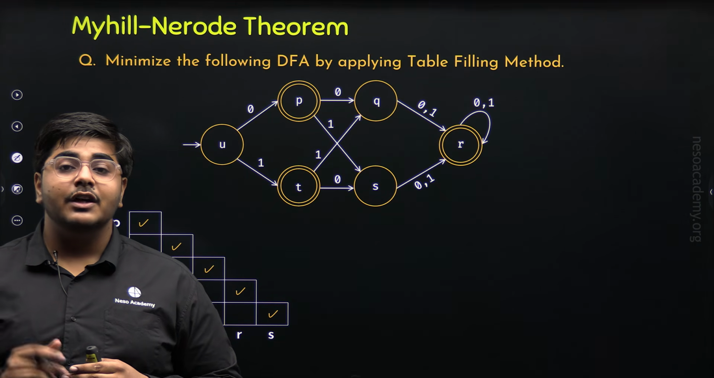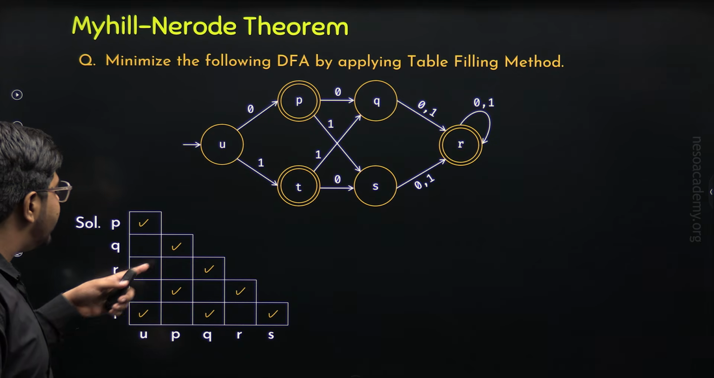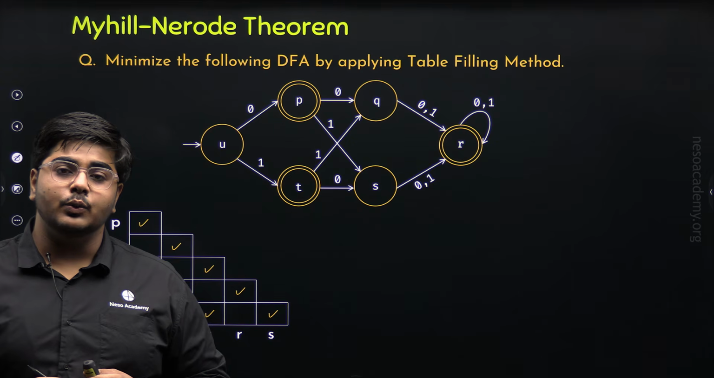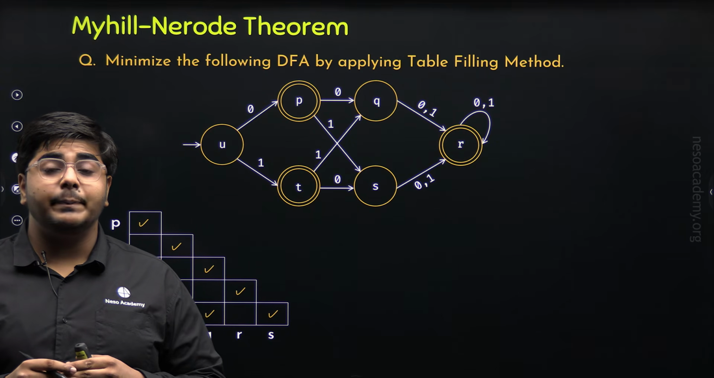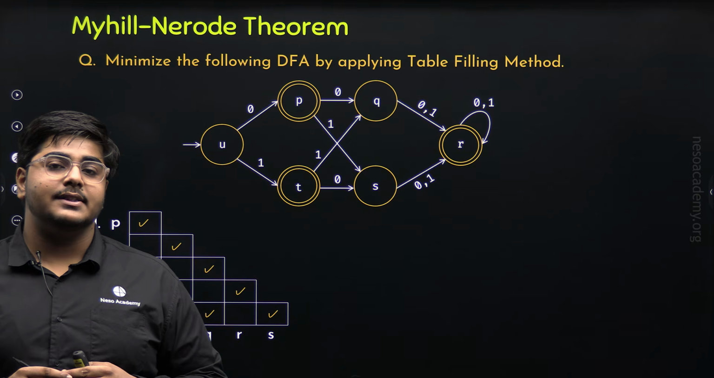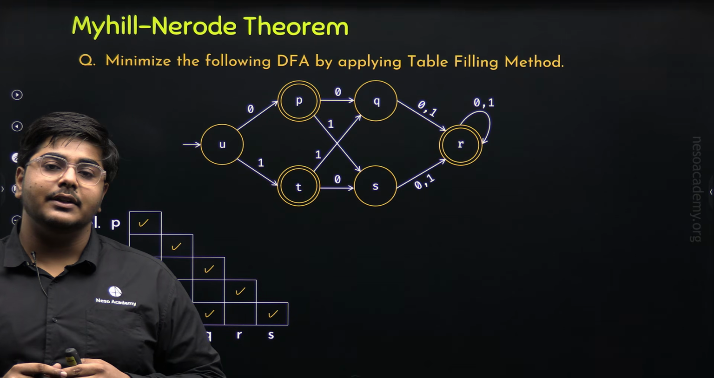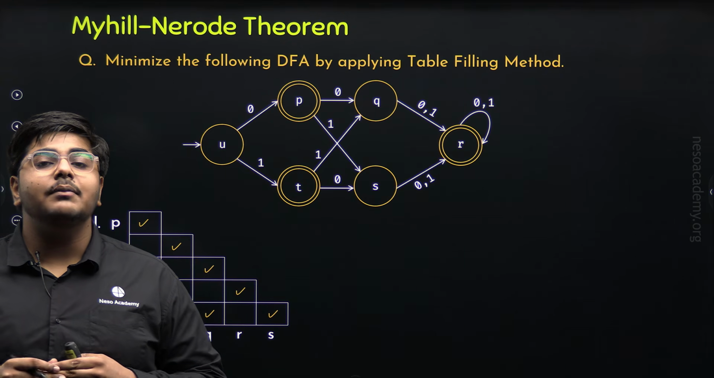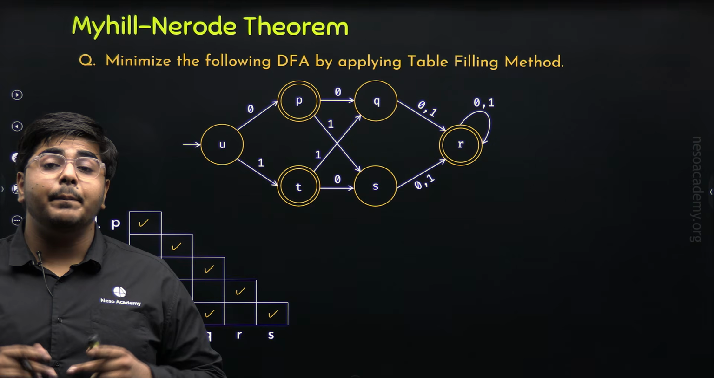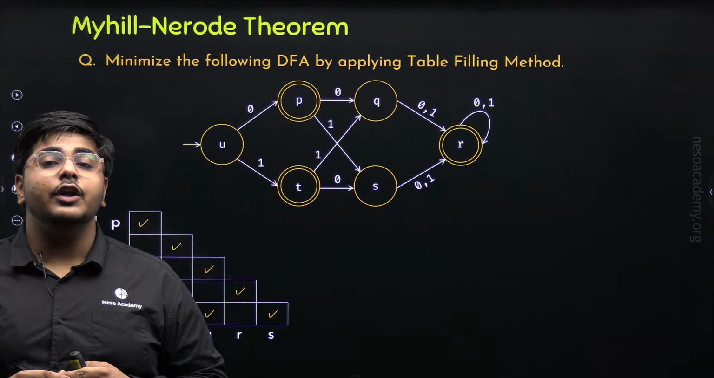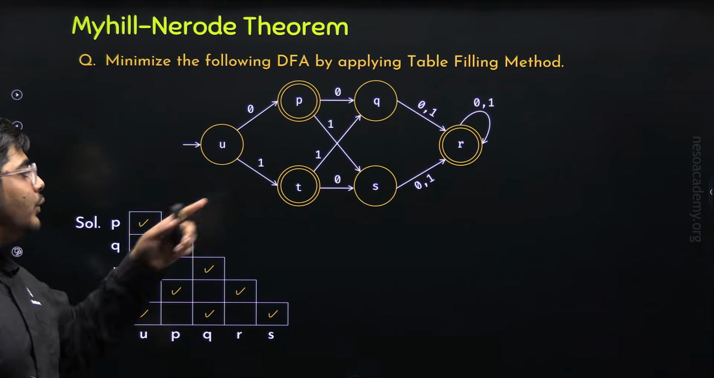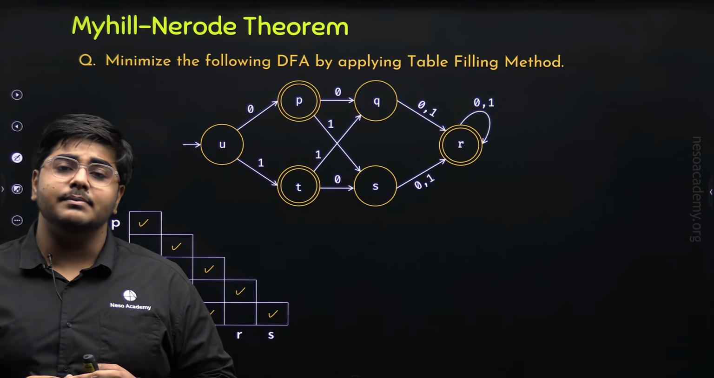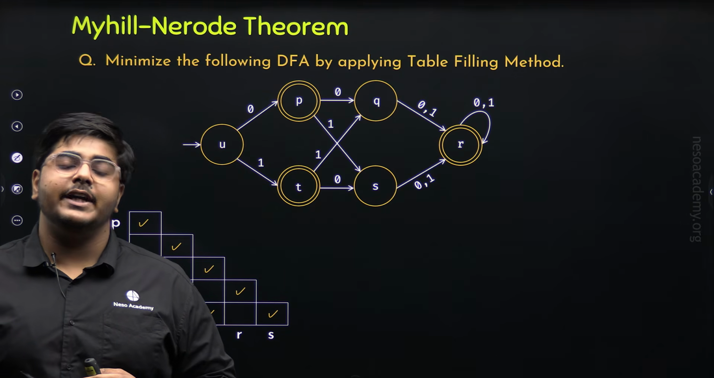As per the next step, we need to check all the unmarked pairs one by one. In general, if the unmarked pair is p, q, we need to calculate delta p, x and delta q, x. And if that particular pair is marked, then we also need to mark p, q. So, for all the unmarked pairs, we need to check the pair of their transitions on the input symbols, that are 0 and 1. And even if for one input symbol their transition pair is marked, then we have to mark the original pair also.